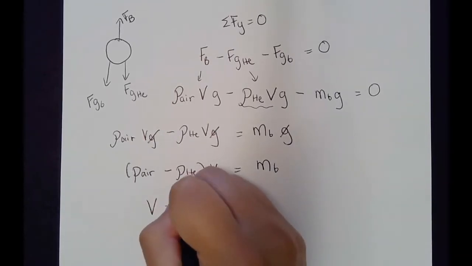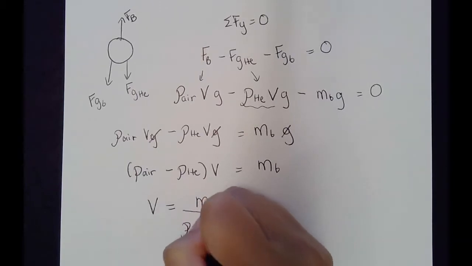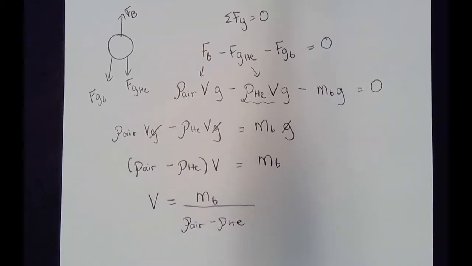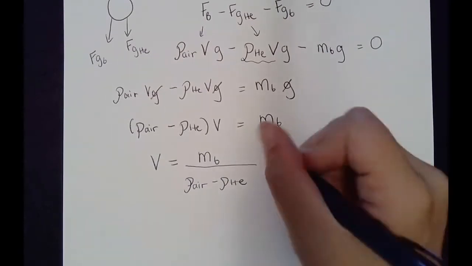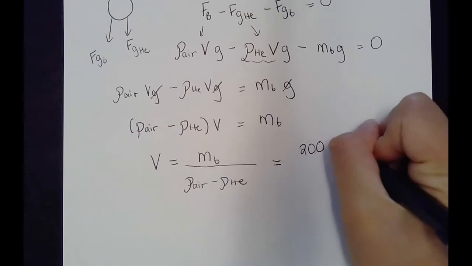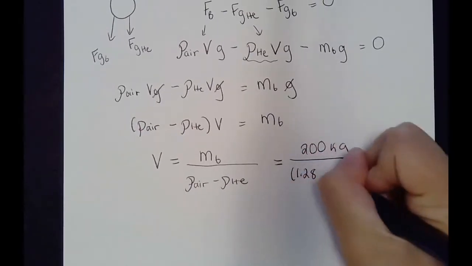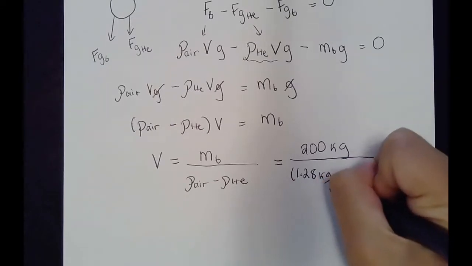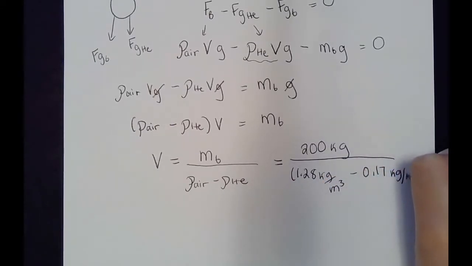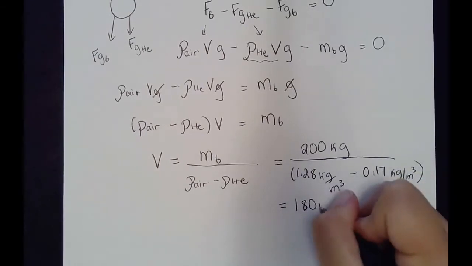So the volume is equal to the mass of the basket over the density of air minus the density of helium. So this is going to be 200 kilograms over 1.28 kilograms per meter cubed minus 0.17 kilograms per meter cubed, which is 180 meters cubed.